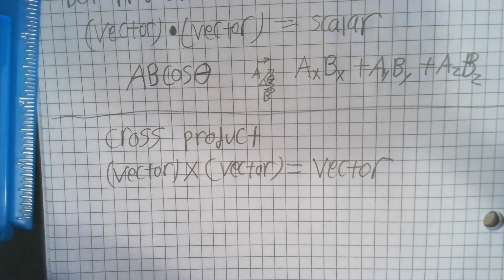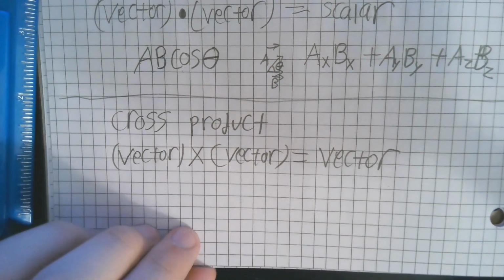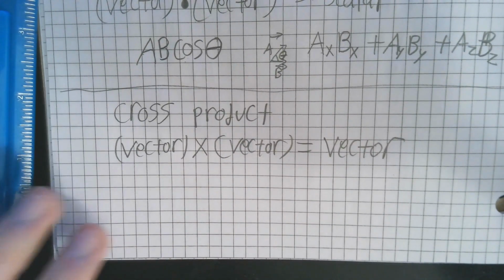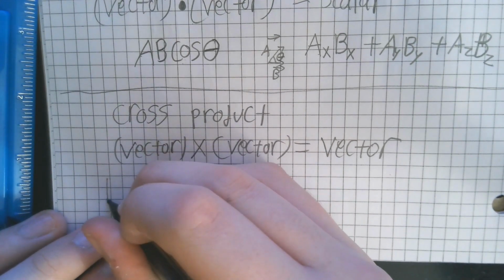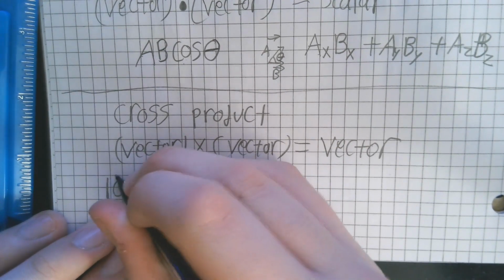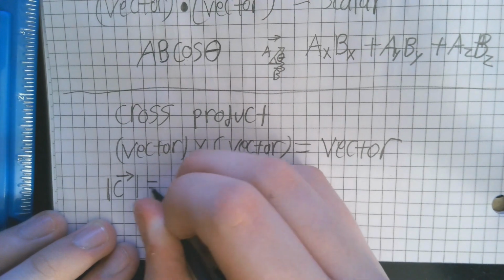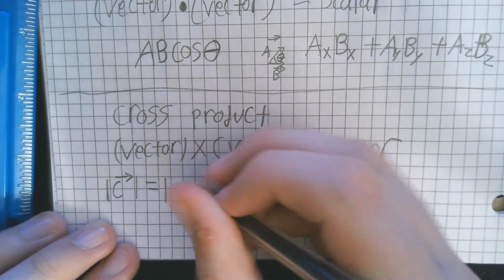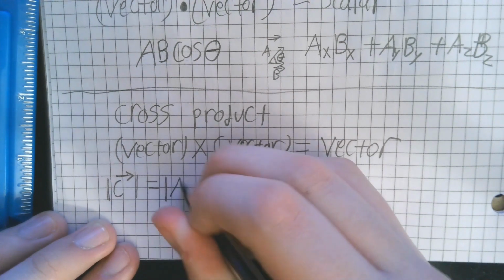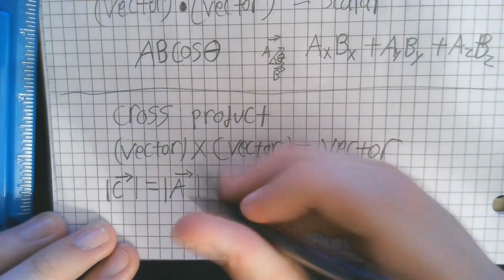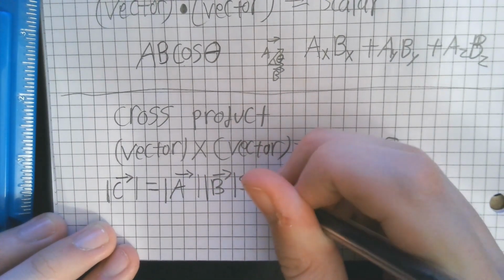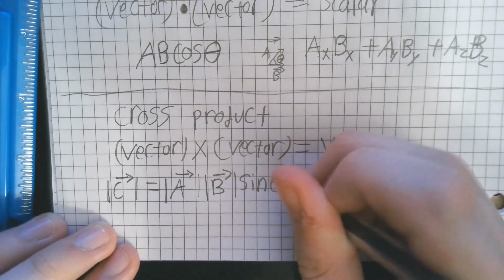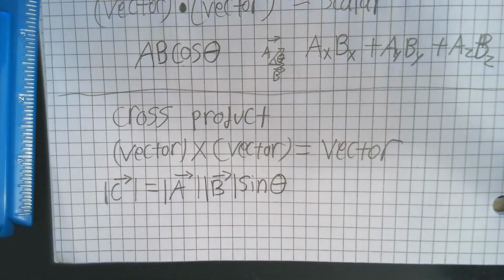Okay, so now what we can say right here is that the magnitude of this vector resultant, I'm going to call this C, is going to be equal to the two vectors that we crossed with one another. So this is the magnitude of the vector A times the magnitude of the vector B times the sine of the angle between them, which we call theta. Okay? But here's the rule about the direction of C.